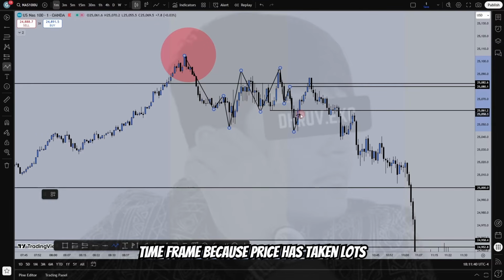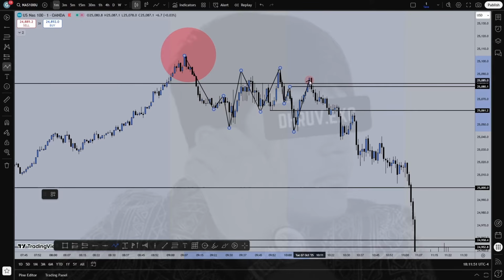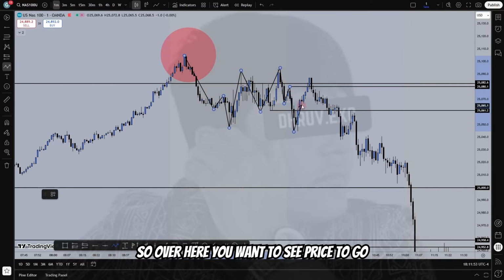But what I told you, the higher time frame narrative says price will be falling on the 30-minute time frame, because price has taken lots of big liquidity pools on the 30-minute time frame. So now where's the buy side liquidity? Buy side liquidity will be above this structural high over here, okay? So over here you want to see price go up and take the stop losses first from here, okay? Now what happens after that?